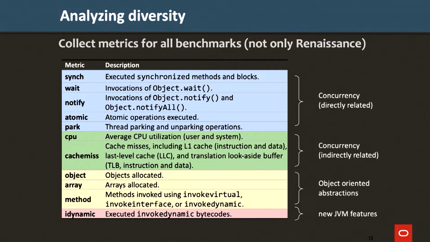Then, indirectly related to concurrency, we have CPU utilization, because if you have 16 cores and one is doing all the work and the others none, that's something you want to capture. Cache miss too, because if you have thread contention, that will increase the cache miss rate. And also other metrics to assess the quality of those benchmarks is the object-oriented abstractions, like number of objects and arrays allocated, number of methods invoked, and also a final metric about the number of executed invoke dynamic bytecodes, because it's a new bytecode introduced in Java 7, and we want to be sure to cover that too.